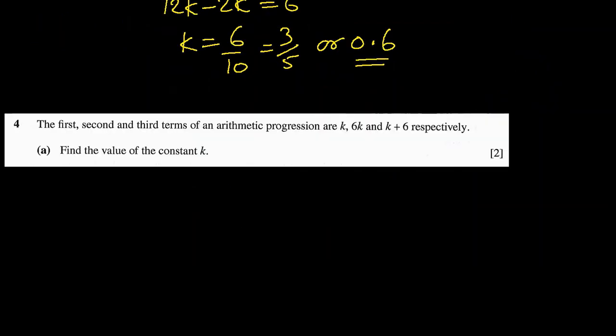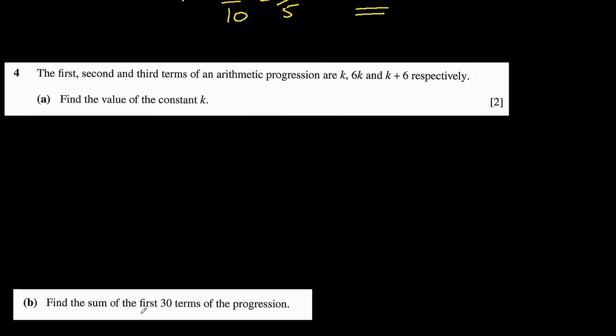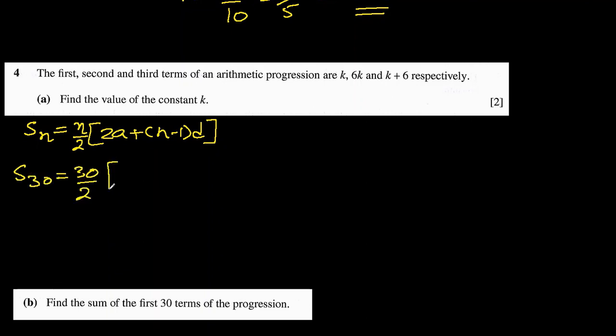This must have a b part also, which is here. Find the sum of first 30 terms of the progression. So first 30 terms, so we have the formula for number of terms. Sum of them is this. You get this in your formula sheet, so don't worry about this. So S30 will be 30 over 2 times 2a. We have a as k, and k's value we just got, 0.6. Plus n minus 1, which is 30 minus 1 in this case, d.